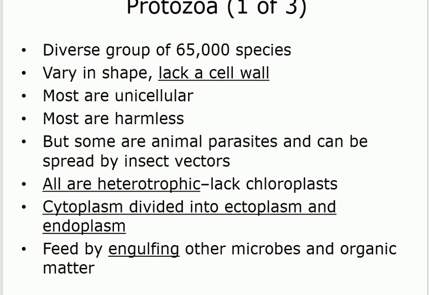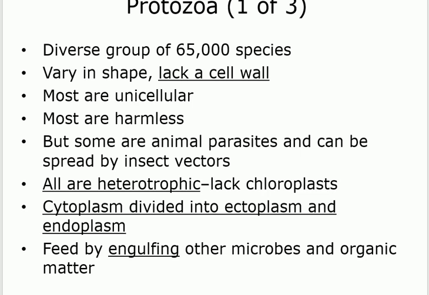Next is the protozoa. Protozoa do not have a cell wall. Okay? Usually unicellular. Most of the protozoa, just like the fungus, are harmless. Does the fungus have a cell wall? The fungus does have a cell wall. Protozoa does not. Most of these are harmless. If it is harmful, we call it parasite, just like the fungus, right?